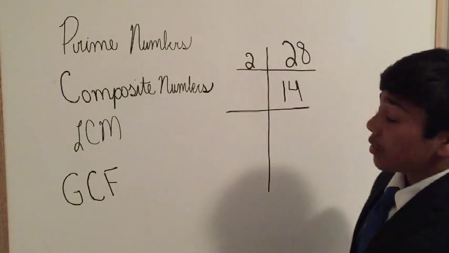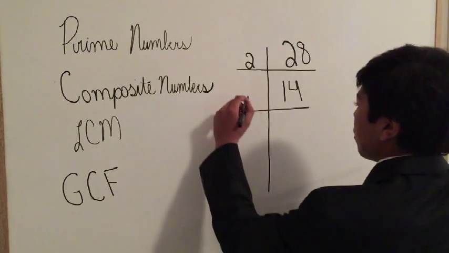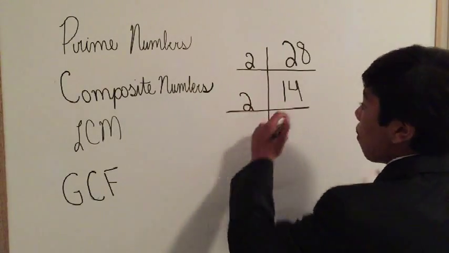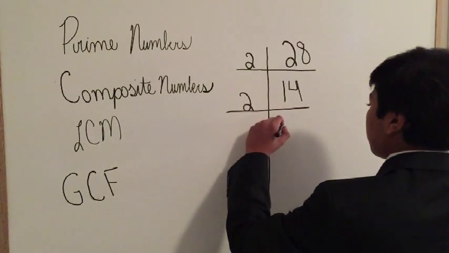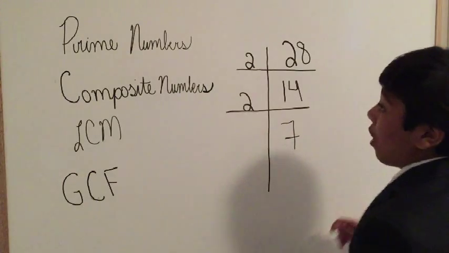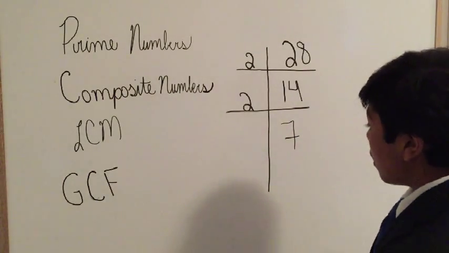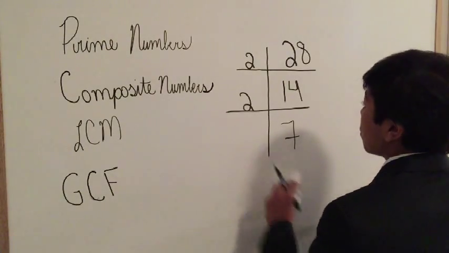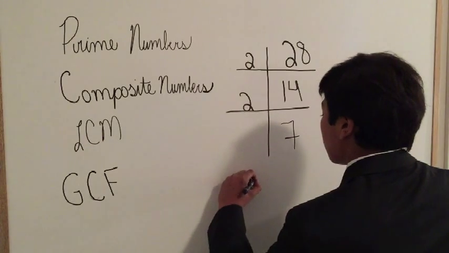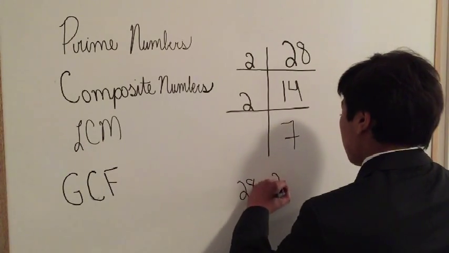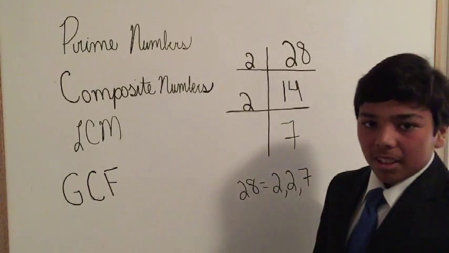So once again, the lowest prime number that can be divided by 14 is 2, so we'll put 2 here. And 14 divided by 2 gives us an answer of 7. Now, because 7 is a prime number, we can no longer divide it. So, essentially, the prime numbers of 28 here would be 2, 2, and 7. Well done.